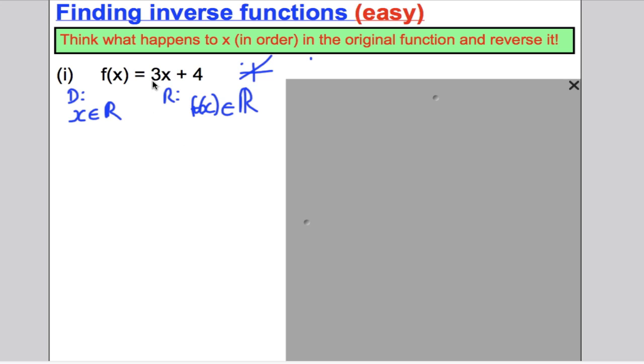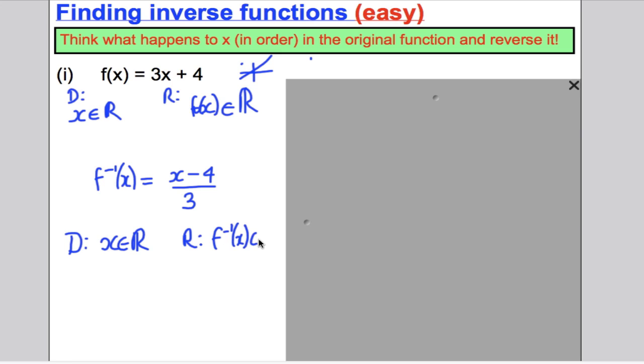So what's the inverse function? Well, what's the opposite to timesing by 3 and adding 4? The inverse function, the opposite to timesing 3 and adding 4, is subtracting 4 and dividing by 3. Now, we could think of what the domain and range of the inverse function are. However, we know the domain of the inverse function is the range of the original, so we know that the domain must be all real numbers, and we know the range is the domain of the original function. So again, the range of f to the minus 1 of x must be all real numbers.